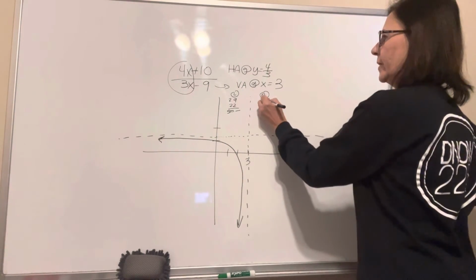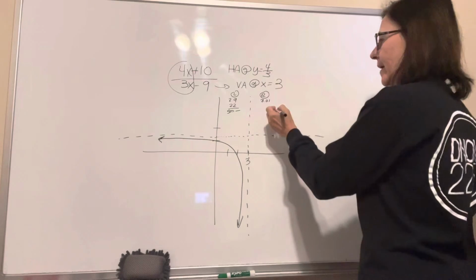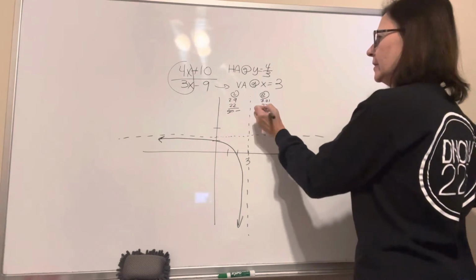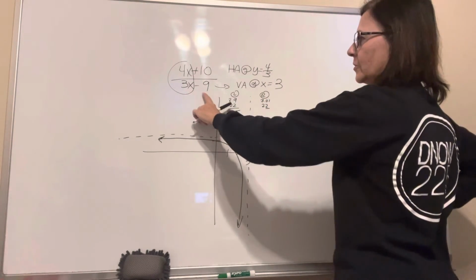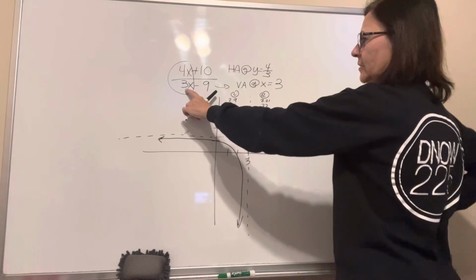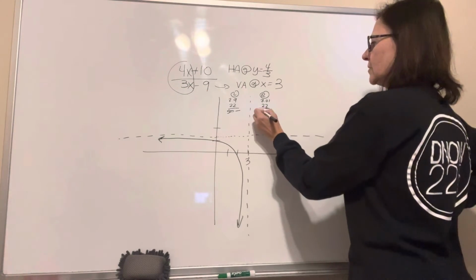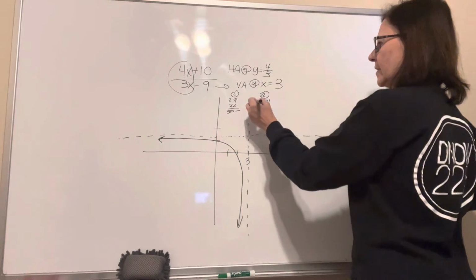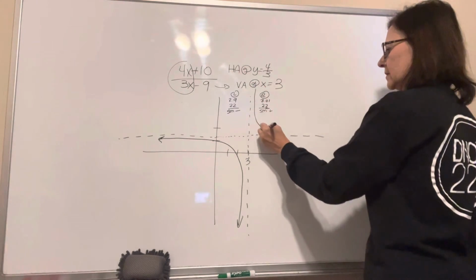So at 3.01, we're still going to have about 22 in the numerator. But now we're going to have a little positive number in the denominator because this is going to be a little bit bigger than 9. So it's just going to be a small positive number. So it looks like this.